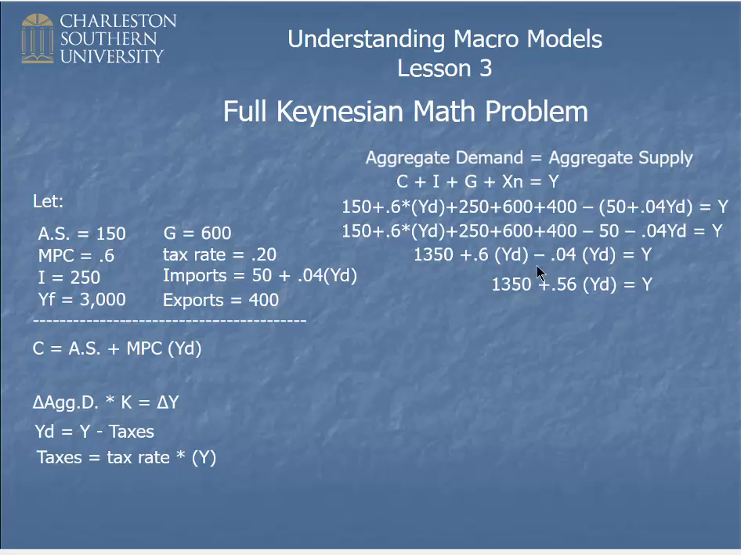That is 0.6 minus 0.04, gives me that. Now notice that I'm kind of stuck. I got YD here and I have Y over there. So I'm going to come over in this little space and try to fix this.